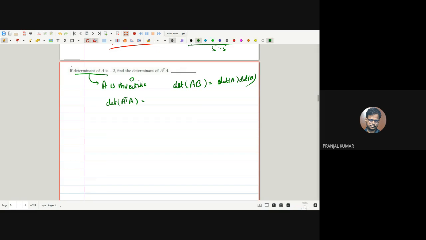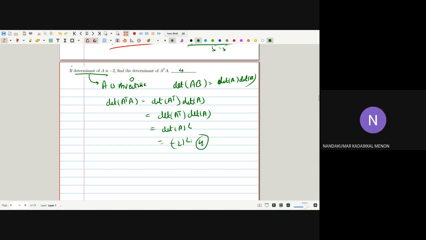Okay, then how could we get the answer of it? We haven't given any order of it. See, it depends on the matrix A. If A is a full rank matrix, then the determinant of A transpose A will not be 0. That is, A transpose A will be invertible. So this is the determinant of A whole square, so this is minus 2 whole square. This is 4. So the answer is 4.